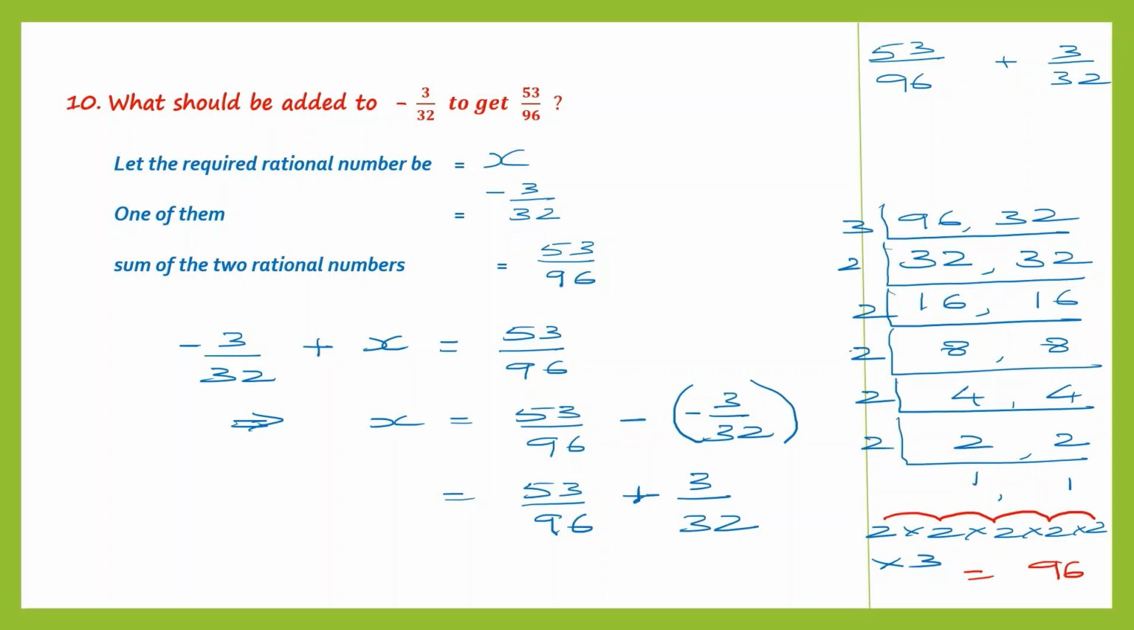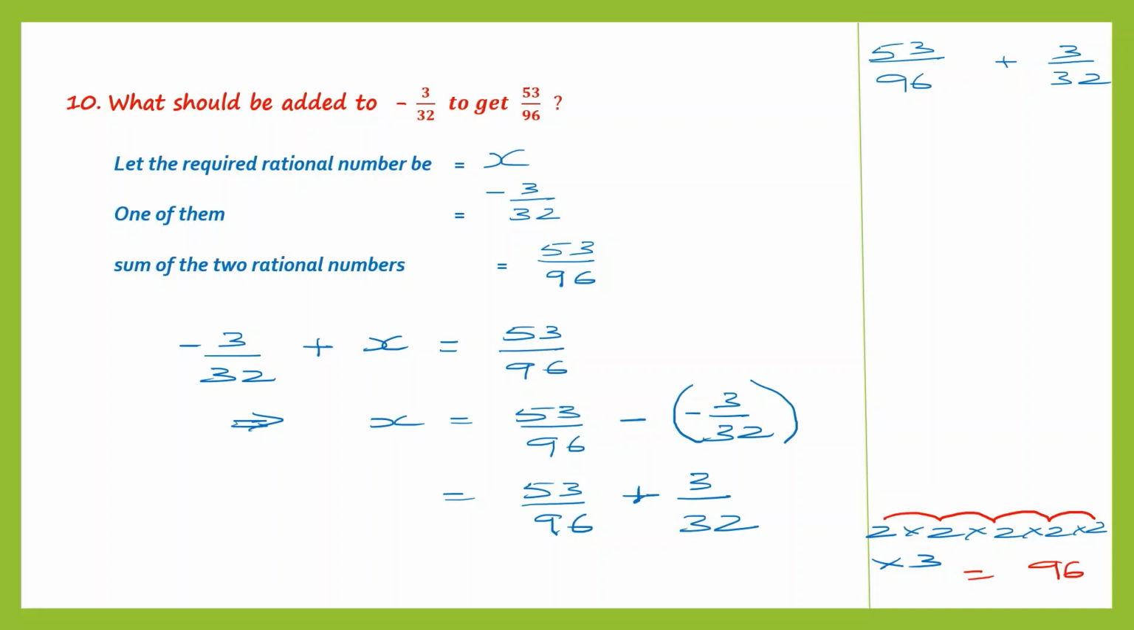So let's do that now. 96 is the common denominator that we're going to use here. So this is 96. Now let's continue. 96 into 1 is 96, so 53 into 1 will be 53 itself. Plus, 32 into 3 is 96, so 3 into 3 is 9. So here what do we have? 53 plus 9, which is 62 by 96.